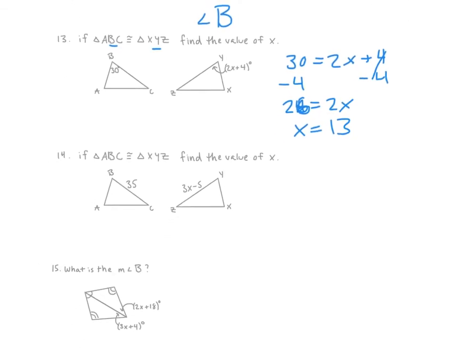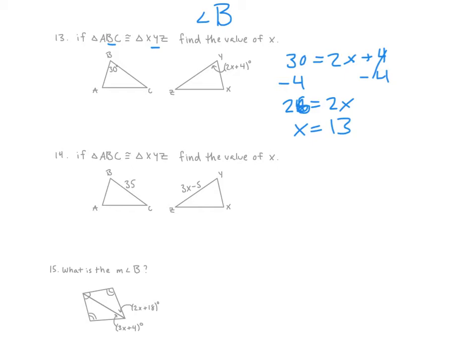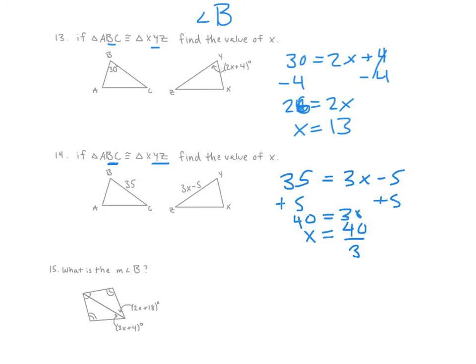And for 14, we do the same thing. So we know that segment BC is going to be congruent to segment YZ. So we set them equal. So we do 35 is equal to 3x minus 5. We add 5 to both sides. And what'd you get for x? When we add 5, we get 40 is equal to 3x. Then we have to divide by 3. So we get x is equal to 40 over 3, or 13.3.